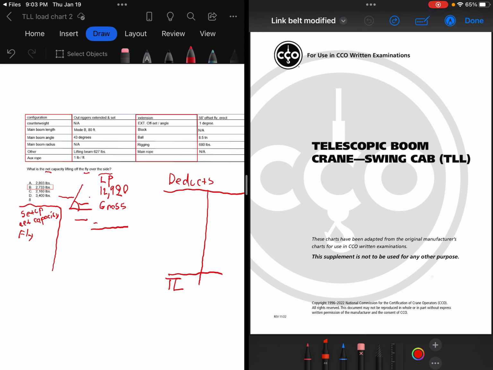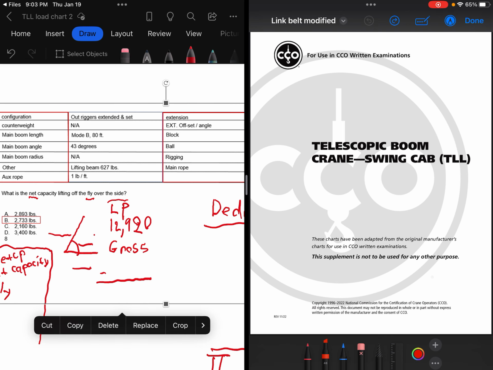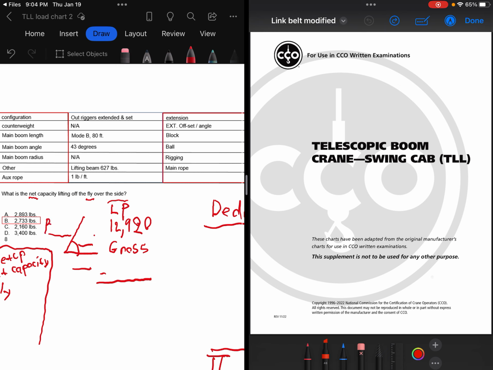The first thing it's asking is, what boom mode are we in? We are main boom. We don't have to worry about our outriggers. We don't need to worry about our counterweight because it's always going to be the same on every single load chart. Those two things never change. But our boom length, our main boom angle, and our radius will. We're in boom mode B, and we have 80 foot of main boom, and a 43 degree boom angle. We can just write NA for our radius because we don't have a radius.